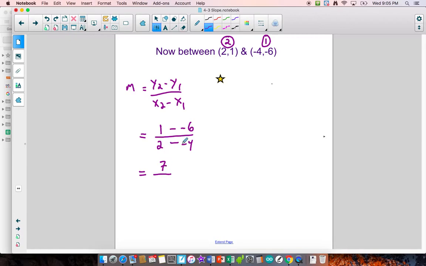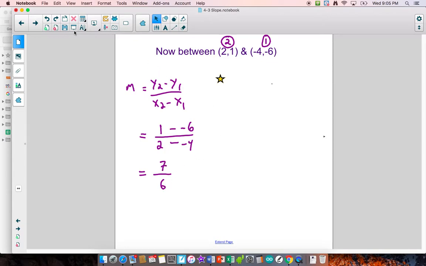And then 2 minus negative 4. 2 minus negative 4 is really 2 plus 4, which is 6, which means every time when I reveal this graph, every time you go up 7, there's my rise. Every time you go up 7, you're going to go over 6.